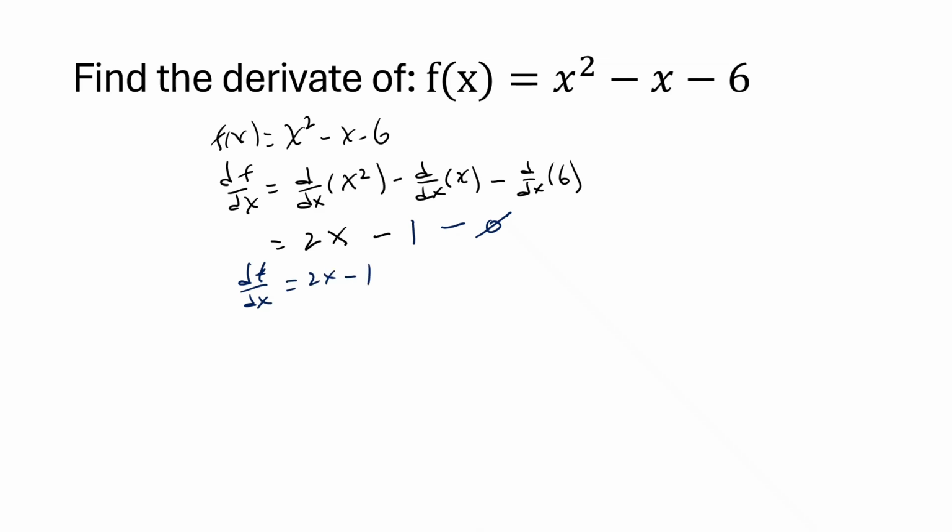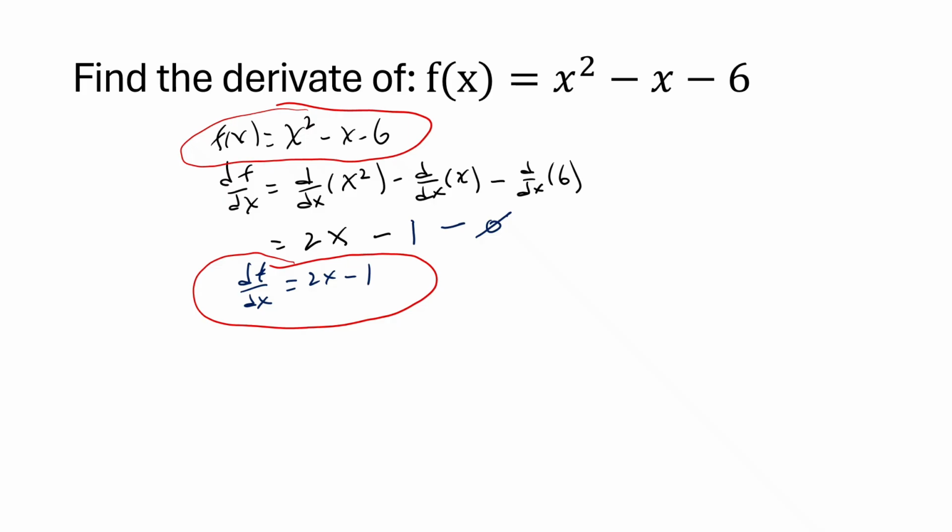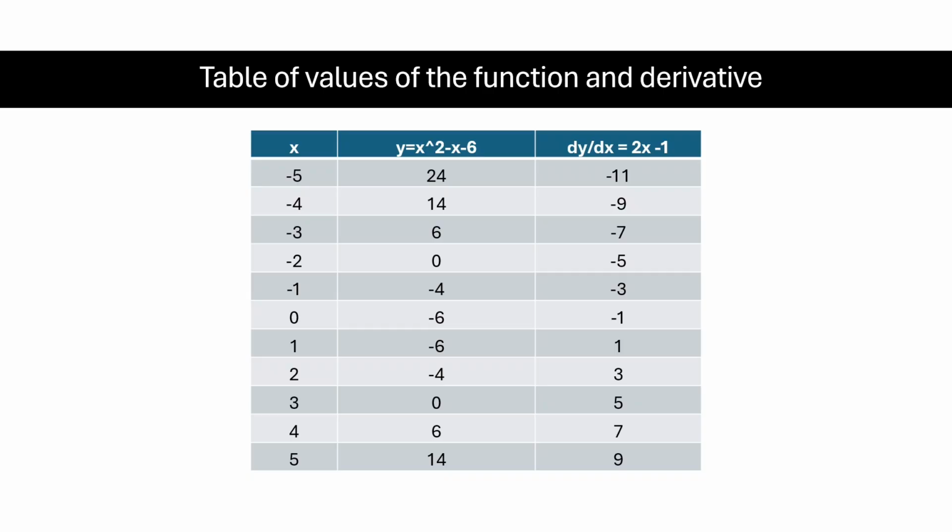So what we want to do next is graph the function and then its derivative. We're going to see how the derivative acts as the rate of change and helps us understand the behavior of the function itself. Now what I've done here is put all the values in a spreadsheet and calculated them. So there is our function f of x, and then there is dy dx, or df dx.